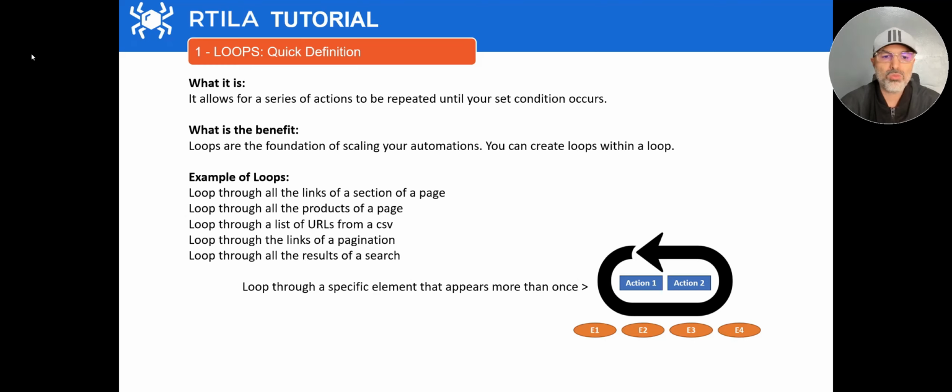Basically, what you can see in the small graph is an automation with the actions inside: action 1, 2, 3, 4, and so on. They will be applied to every element that you target. So basically a loop happens in RTILA every time there is more than one element of something. If you click on a link and there is more than one of it, it will create a loop automatically. This is an automatic thing in RTILA and I will show you how you recognize that.